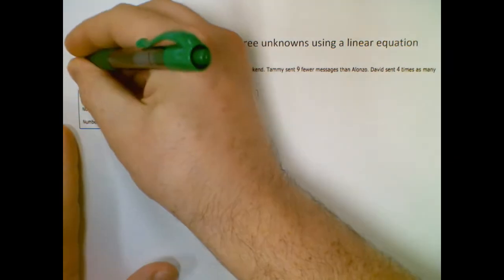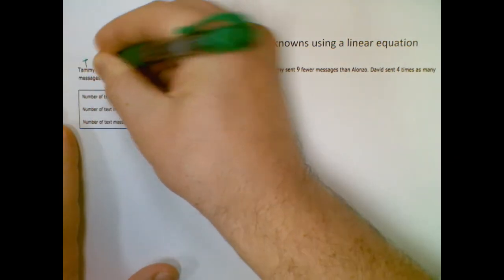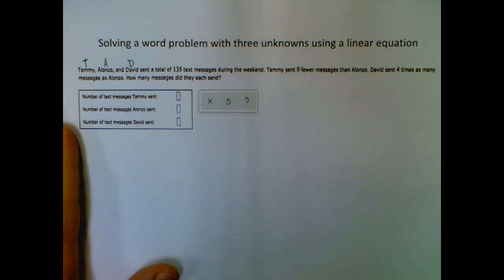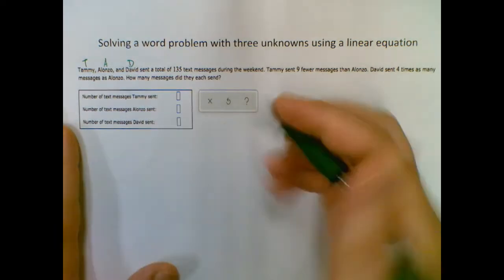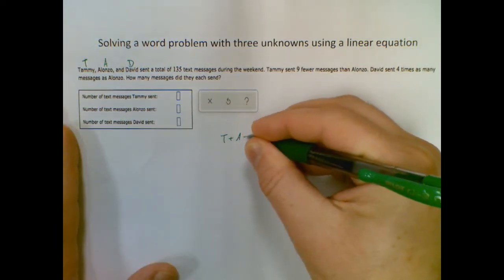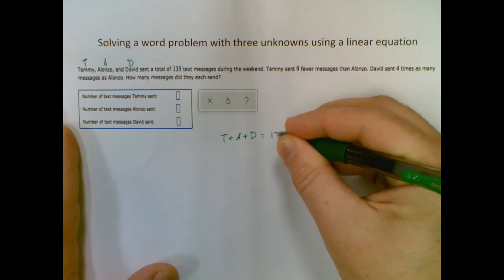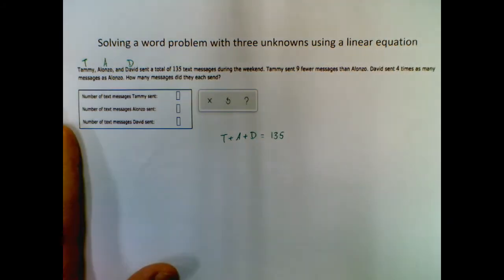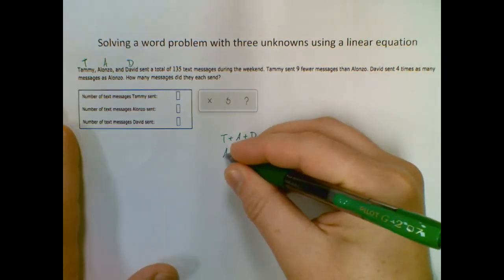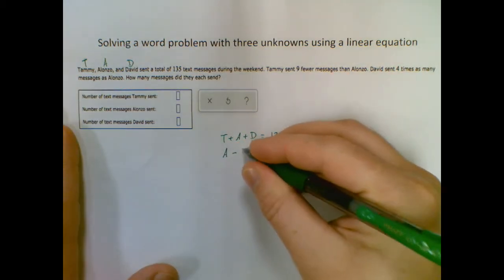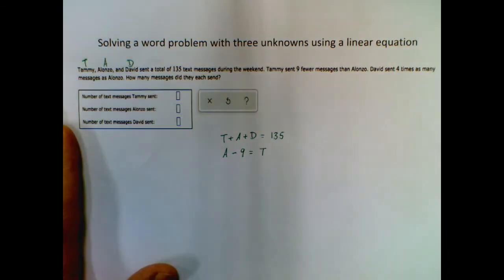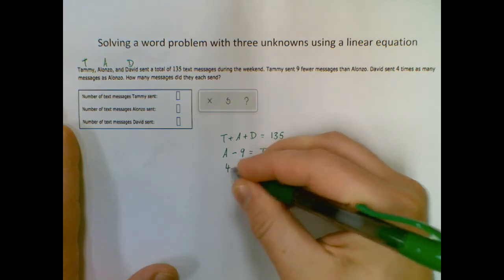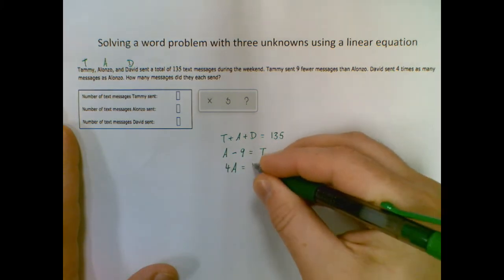So I'm going to break this down as T, A, and D for variables, just to shorten them up a little bit. So if I write all of them together, since it was a total, T + A + D add up to 135. That's my first one. Tammy sent 9 fewer than Alonzo, so Alonzo minus 9 would equal Tammy's number. David sent 4 times as many messages as Alonzo, so Alonzo times 4 would be David's number.